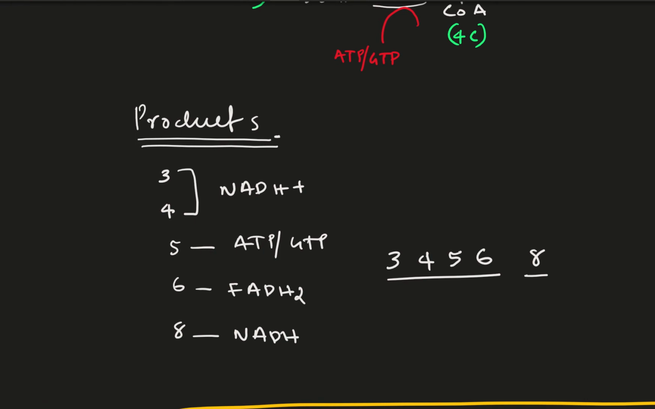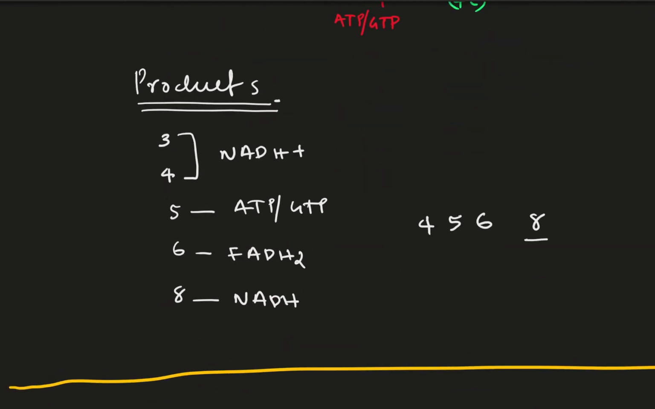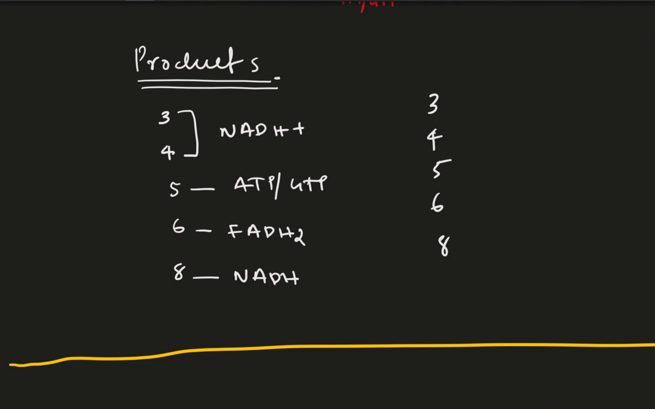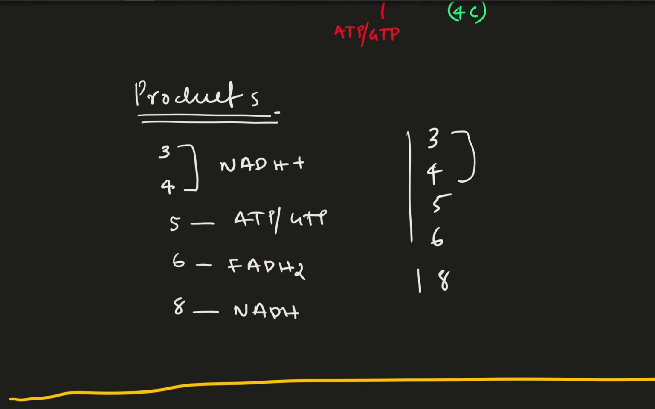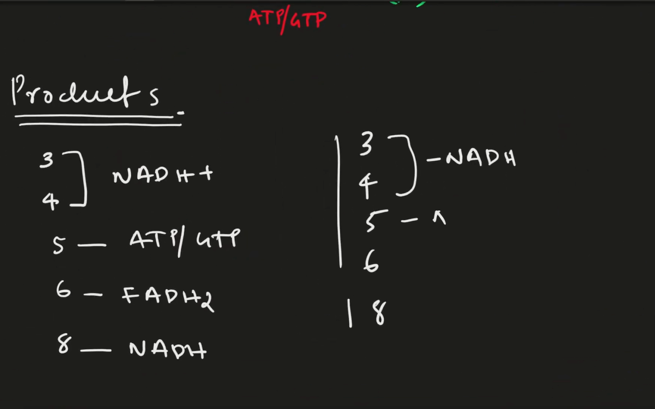Now the products from these reactions: how do we write them? We simply write 3 4 5 6, then we skip 7 and 8, and then 8. In 3 and 4 we get NADH, in 5 we get ATP or GTP, and in 6 we get FADH2.